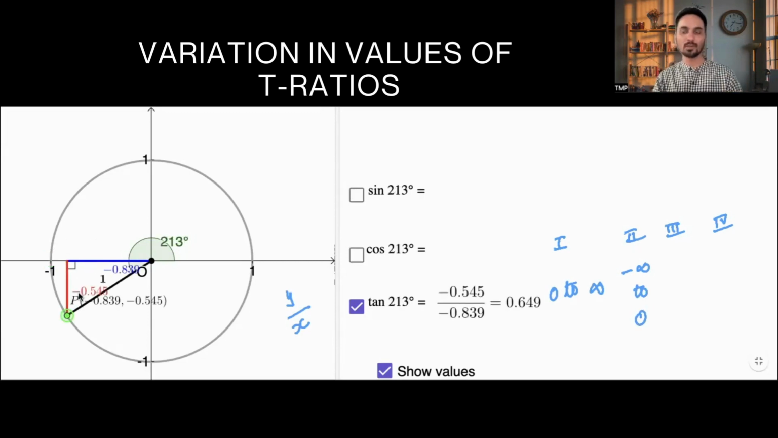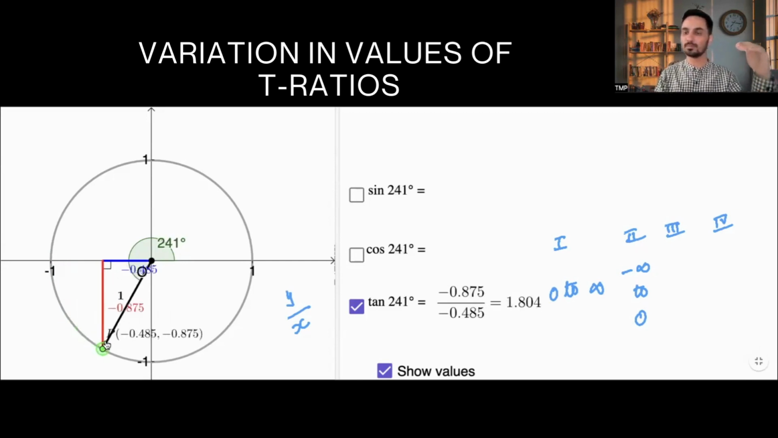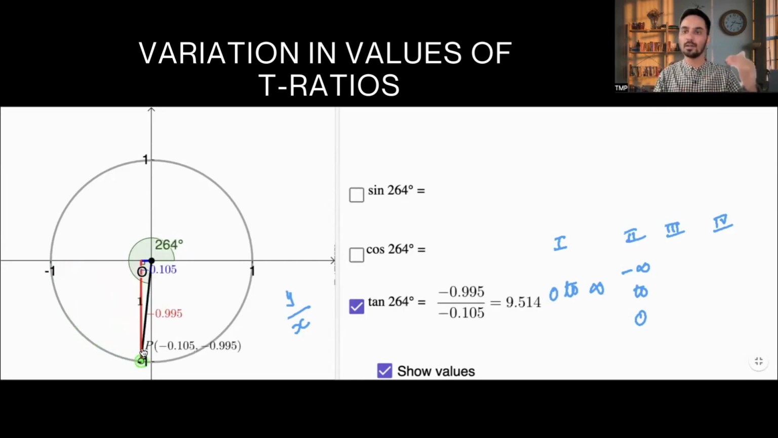We know that in third quadrant, the value of y and x is negative. And that is why the overall value of tan will be positive, but it is changing from 0 towards a large value as we move from 180 degrees to 270 degrees. So we can say that in third quadrant, the value of tan varies from 0 towards infinity.